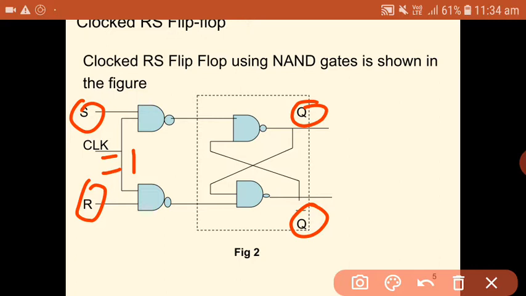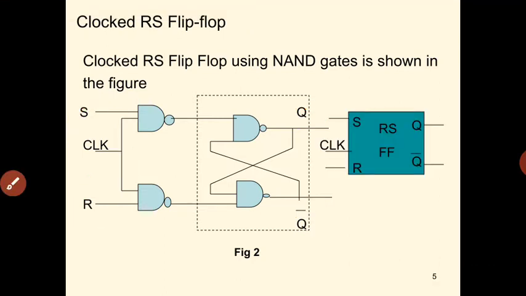That is the meaning of clocked SR flip-flop. Unless you apply a clock, there will be no change in the output of the flip-flop. And whenever clock is equal to 1, only then, depending upon the input combination, the output will be produced. So this is nothing but the clocked RS flip-flop, and this is the symbol of the RS flip-flop.